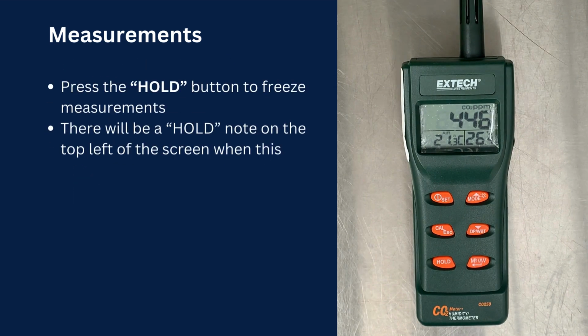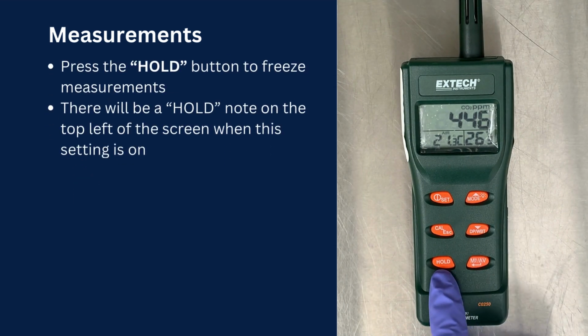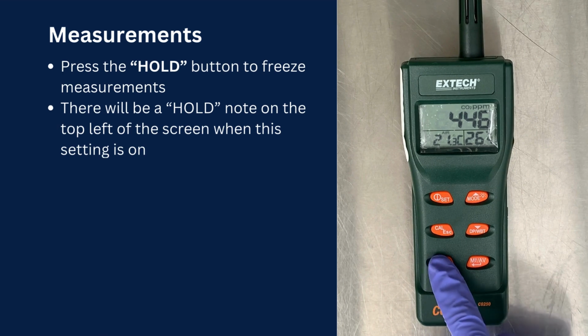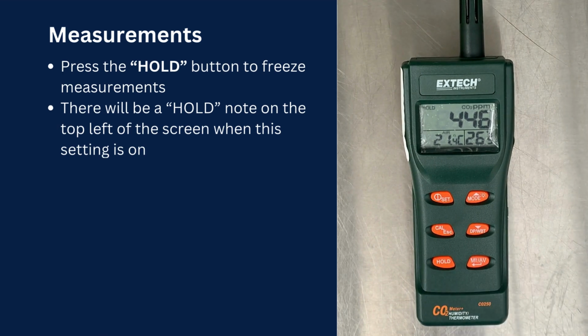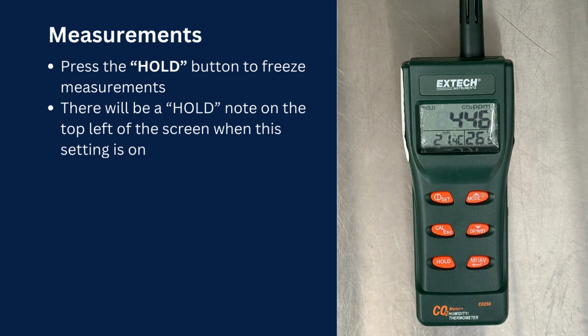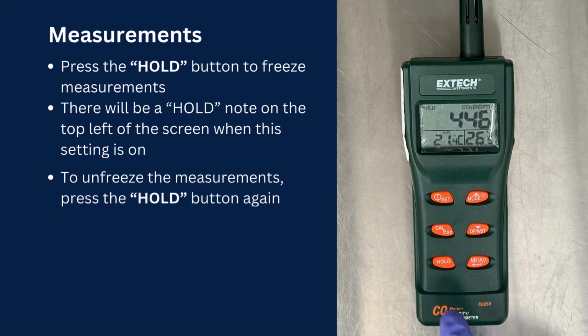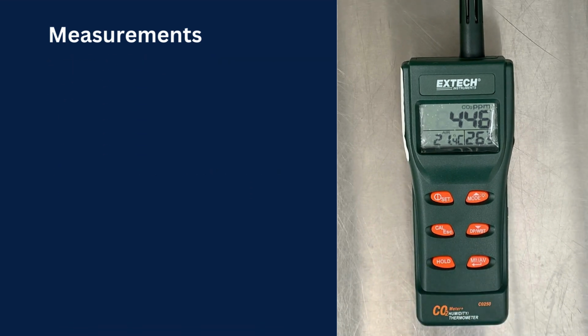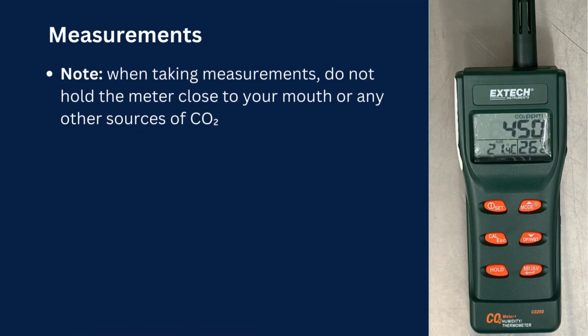Since the meter is constantly taking measurements and updating the display, you can press the hold button to freeze the current measurements. A hold note will be visible on the top left corner of the display. To unfreeze the measurements, press the hold button again. Note, when taking measurements, do not hold the meter close to your mouth or any other source of CO2.